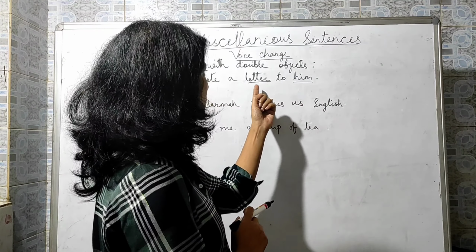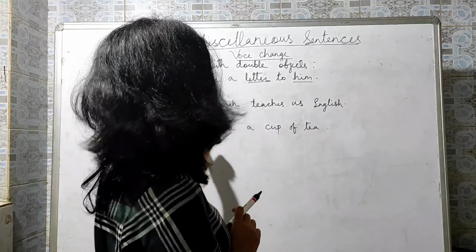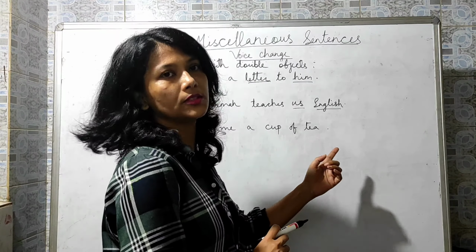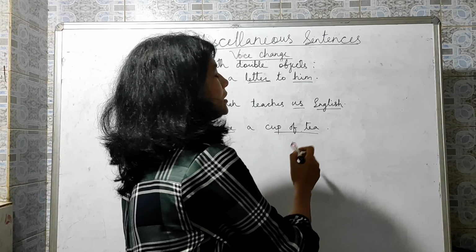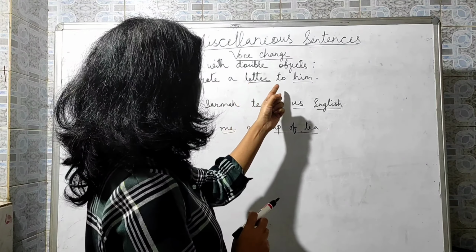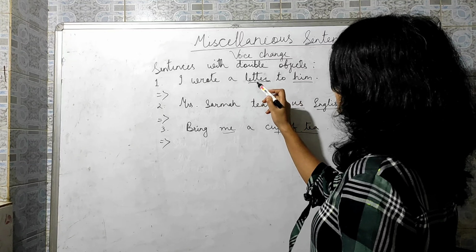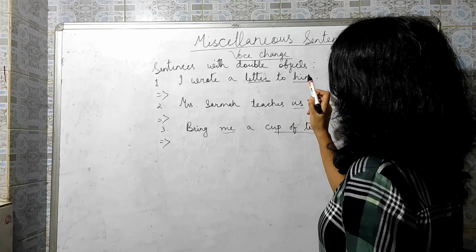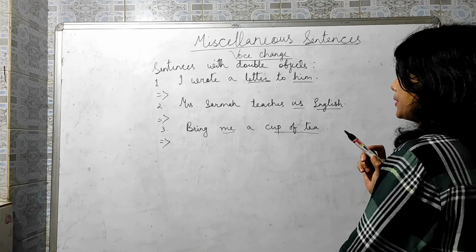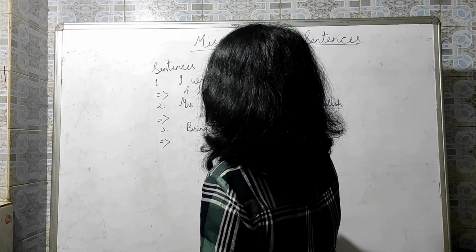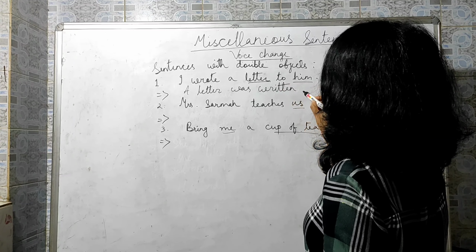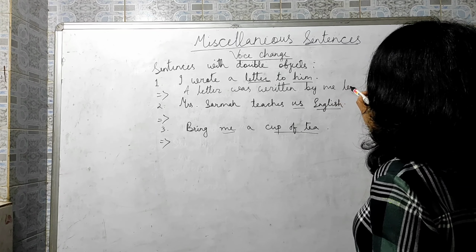"I wrote a letter to him." Here there are double objects, letter and him. "Mrs. Sharma teaches us English." Both are objects. "Bring me a cup of tea." Me and cup of tea, double objects. So here, you can bring either one forward. "I wrote a letter to him." A letter was written by me to him. Or he was written a letter by me. In that way also you can write.